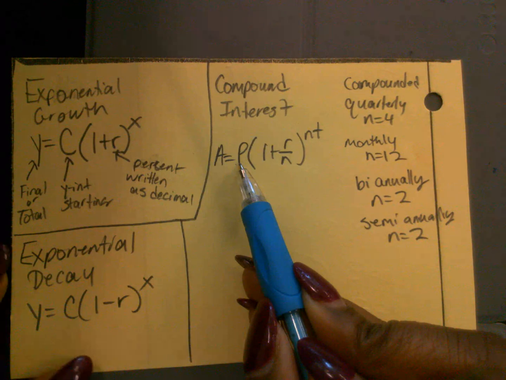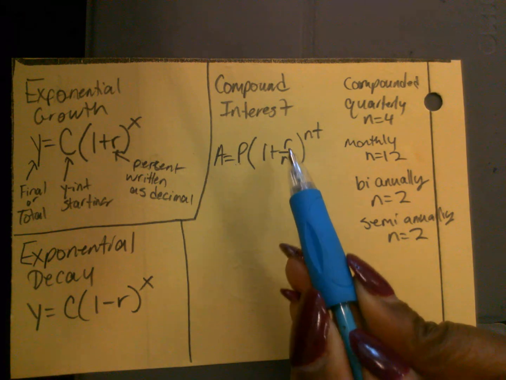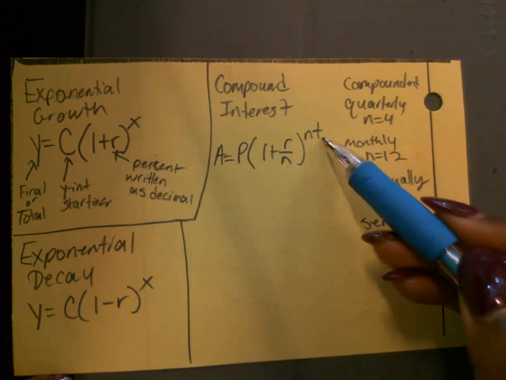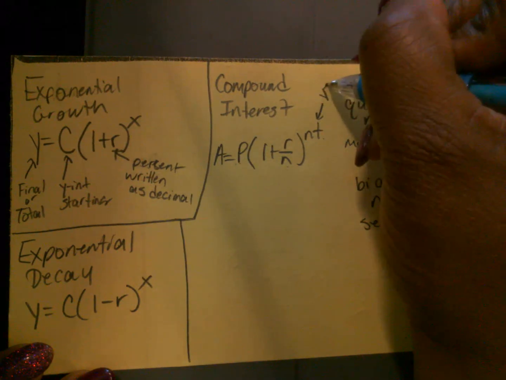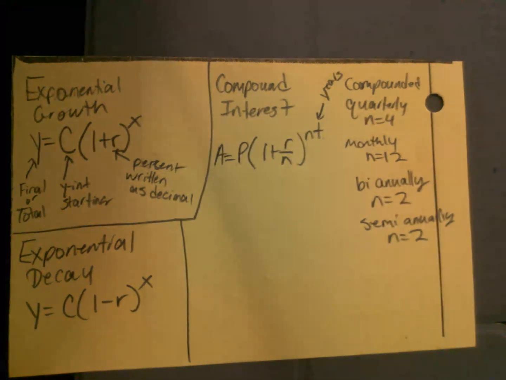So again, P is the starting amount, n is the number of times compounded, r is the percent written as a decimal, and t is the time. Don't forget that this time is in years. Please convert to years. If they give you months, divide by 12. It's always going to be years.